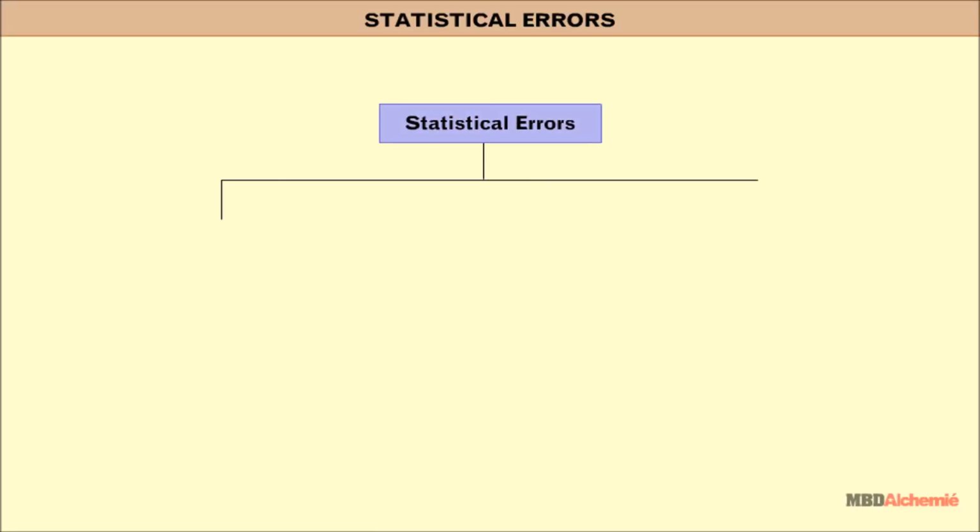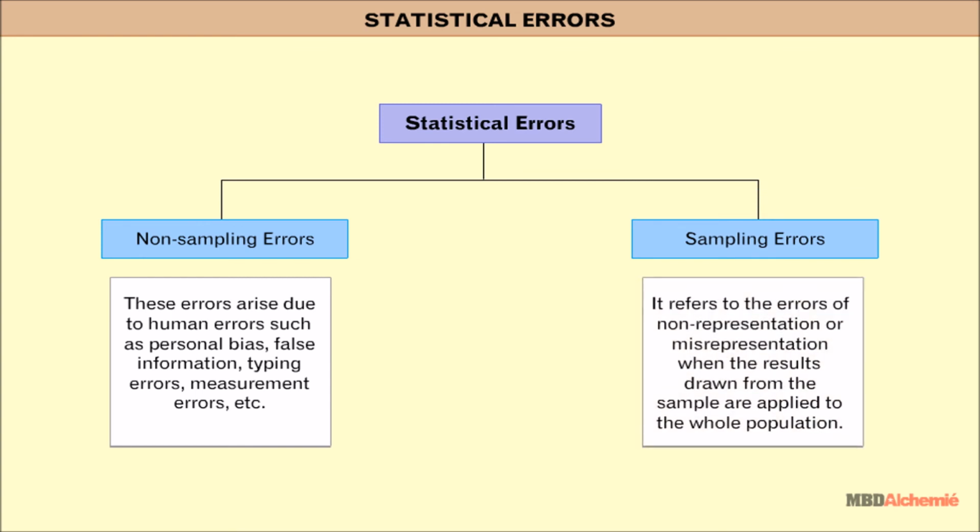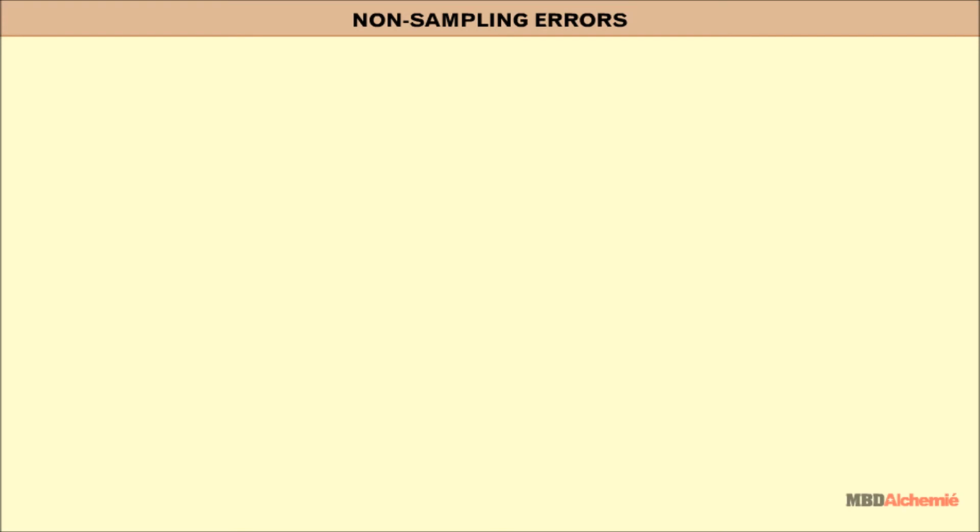Statistical errors. Non-sampling errors. These errors arise due to human errors such as personal bias, false information, typing errors, measurement errors, etc. Sampling errors. It refers to the errors of non-representation or misrepresentation when the results drawn from the sample are applied to the whole population.